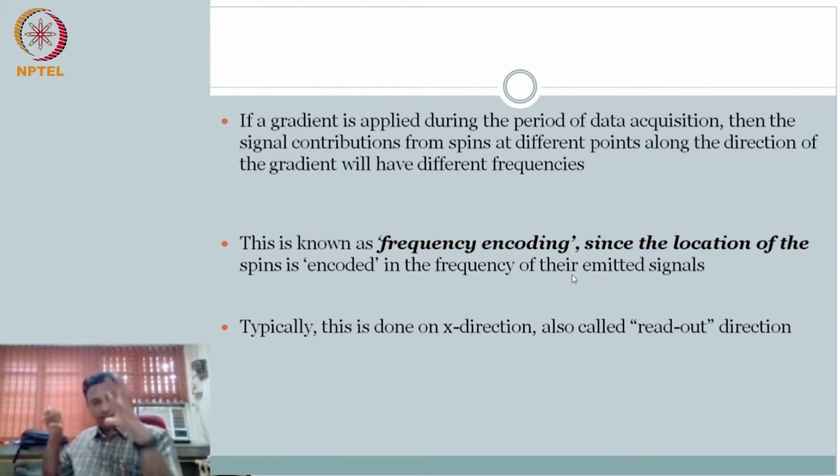What I am recording is still the net sum, but here I know that signals coming from along the x direction will have different frequencies. So what I capture is going to have multiple frequencies, but I know which frequency came from which x. That much I know, right? That is the frequency encoding direction.